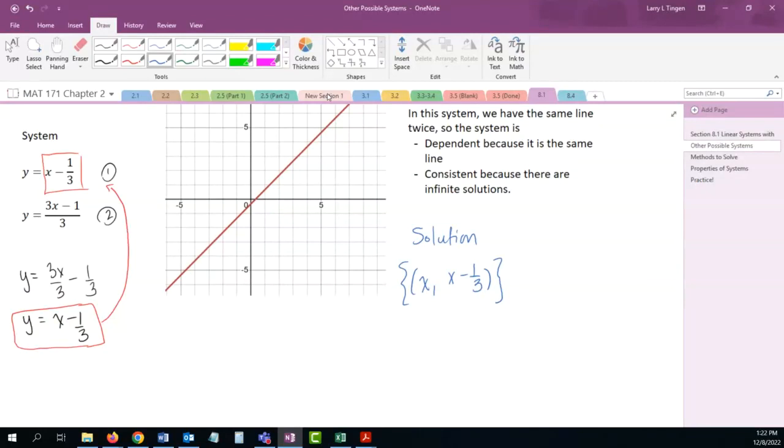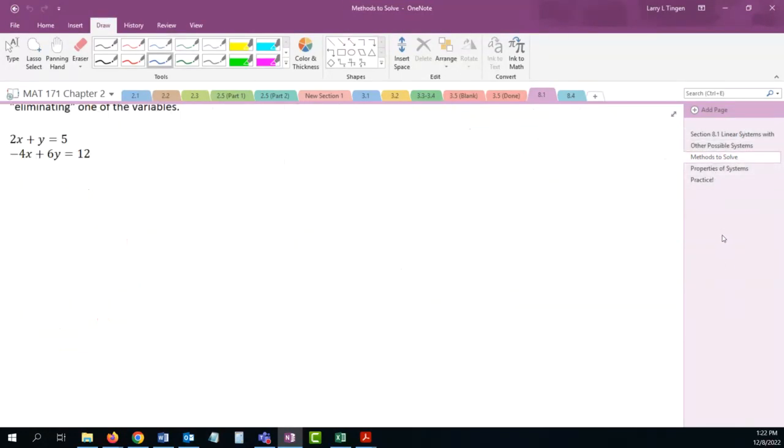It's going to be a single ordered pair, but it's going to match up everything, or it's going to represent every point on the line. All right, so we have seen a system where I have intersection. We've seen a system where there's no intersection, where they're parallel, and then we've seen a system that is dependent because they're both the same line.